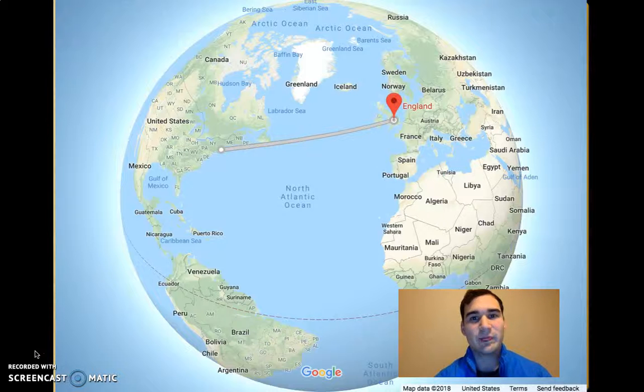Going over the background information, it's important to know where England and the colonies were. So for England, we're talking about Europe. And we're talking about people in this lesson who are coming from England and going to the colonies. The British colonies are here, on the eastern part of the United States, touching the North Atlantic Ocean.